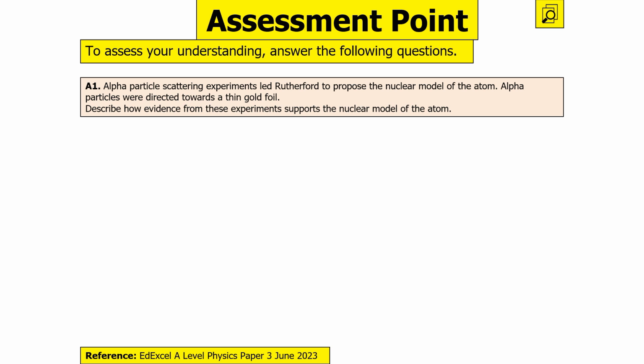Alpha particles were directed towards a thin gold foil. Describe how evidence from these experiments supports the nuclear model of the atom. So pause the video now, then unpause the video when you want to go through your answer.